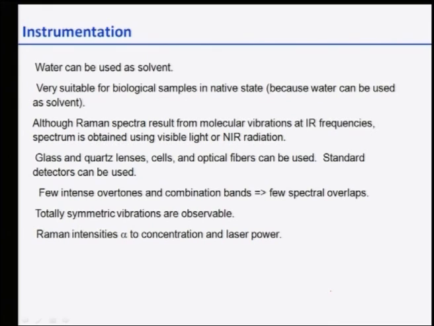In this case water can be used as a solvent and is very suitable for biological samples. We know in IR we cannot use water as a solvent, it absorbs, but because water can be used here, biological samples can be done very easily. Raman spectra result from molecular vibrations at higher frequencies. Spectra are obtained using visible light or near-IR radiation. Glass or quartz lenses, cells, and optical fibers can be used. Standard detectors were always used, but nowadays no longer. Few intense overtones and combination bands, so few spectral overlaps. Totally symmetric vibrations are observable. Raman intensities are proportional to concentration and laser power. This is the proportionality constant, not alpha.